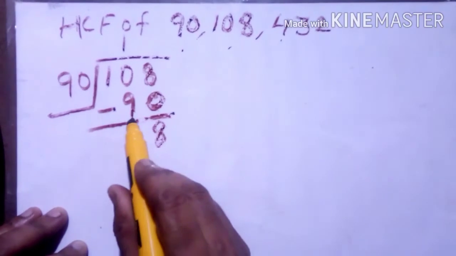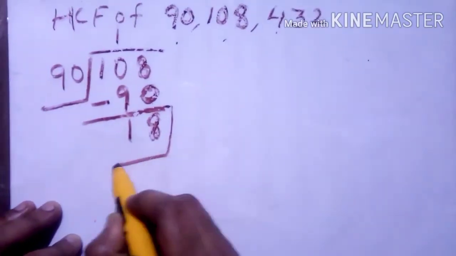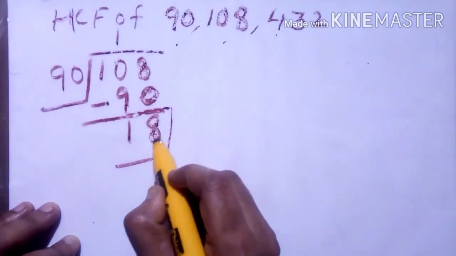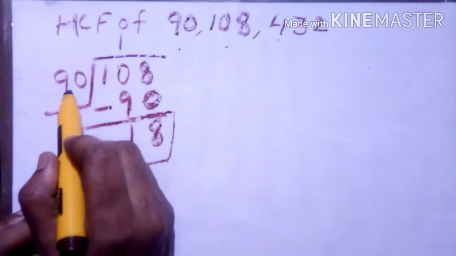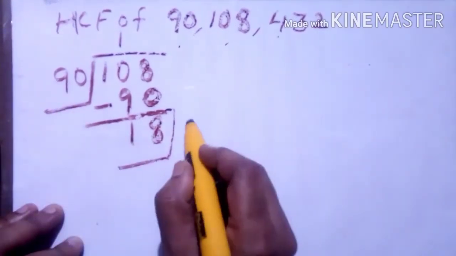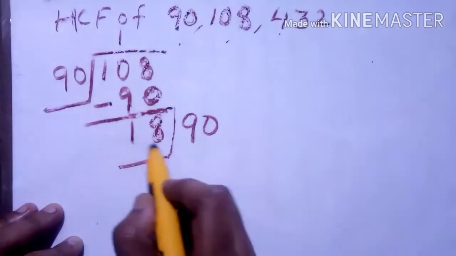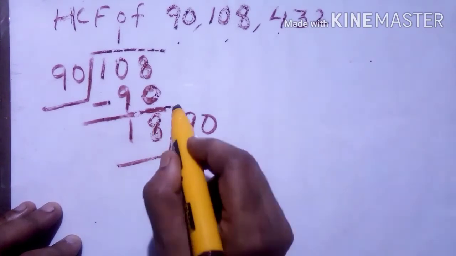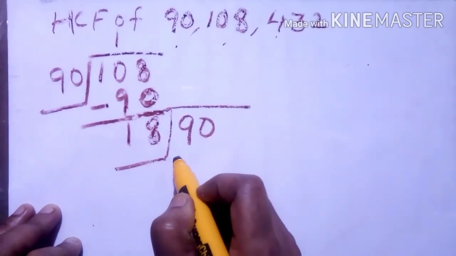Now this remainder, 18, will become the divisor, and 90, which was the previous divisor, will become the dividend. That divisor will become the dividend and the remainder will become the divisor. So we have to divide again until you get 0 as the remainder.